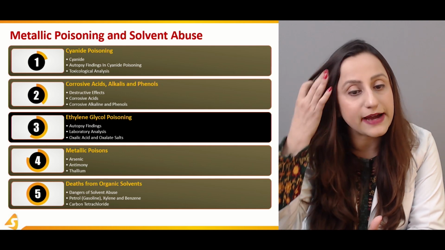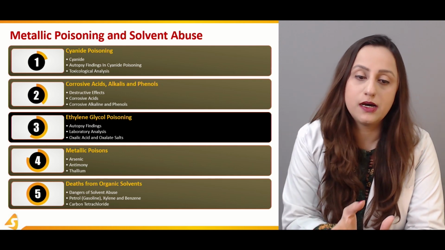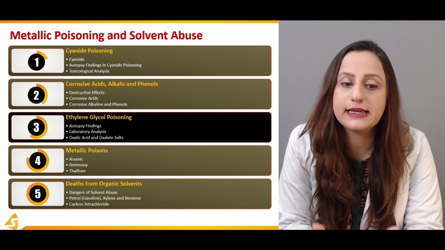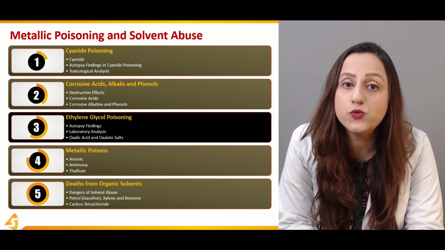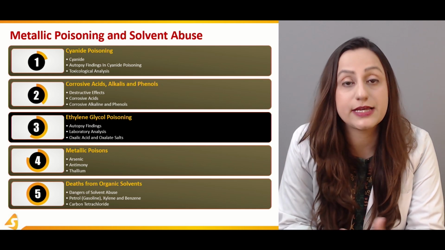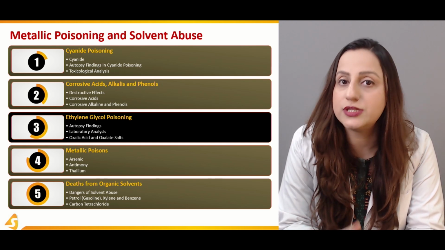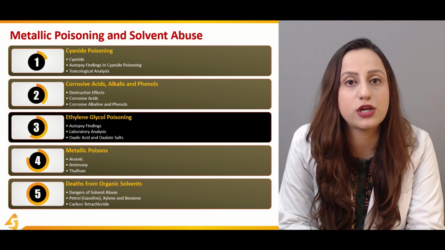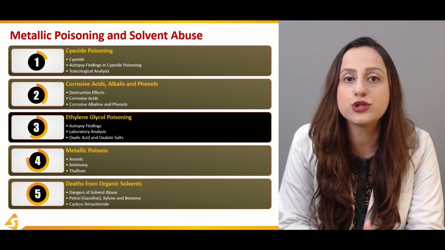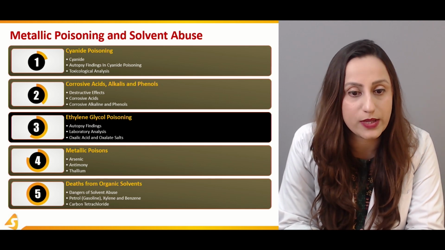What are the autopsy findings that are observed in these cases of ethylene glycol poisoning? And then we'll move on to the laboratory analysis. As I've already told you, the tissue samples are routinely taken and sent to the chemical pathologist. And secondly, we'll focus on the blood and the urine samples as well.